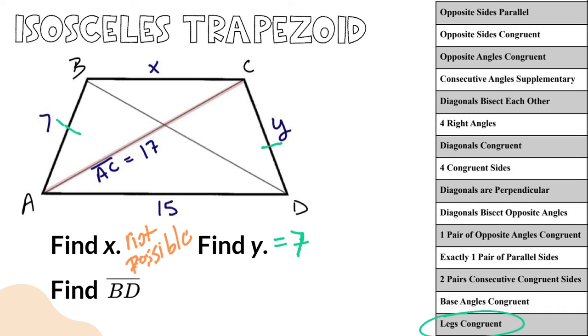And then length BD, that is this length right here. So in order to find that, I'm going to use the fact that my diagonals are congruent. So I know that AC, the whole length, is 17. So that means that for BD, the whole length must also be 17. And that is how I find the missing values for my isosceles trapezoid.